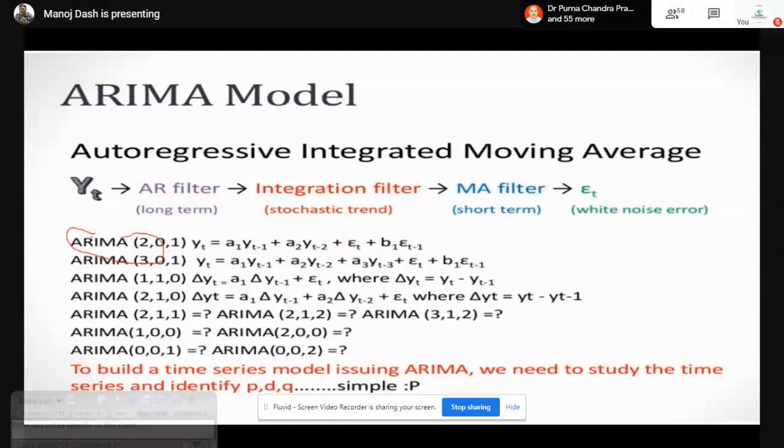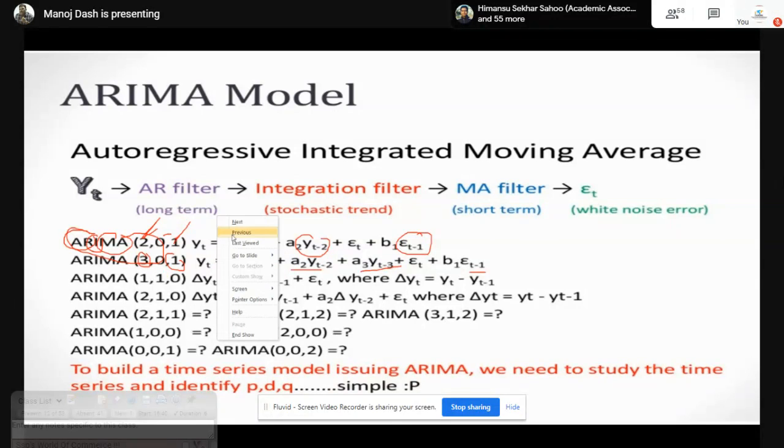Now the question is, what is ARIMA? ARIMA means AR is autoregressive, I is integrated, MA is moving average. Suppose it says 201. What is 201? There are two autoregressive terms and one moving average term. Clear? Any doubt? What is 301? Past values, and one is residual. Clear? Sir, how are this 2 and 1 determined?